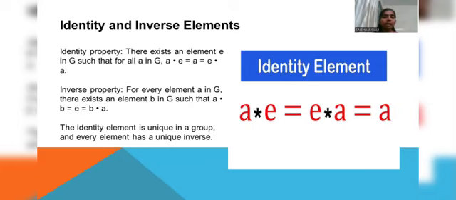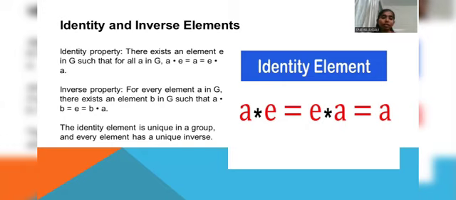Well, next up are the identity and inverse elements. First, let us see the identity property. It says there exists an element E in group G such that for all A in G, A dot E is equal to A, which is equal to E dot A.